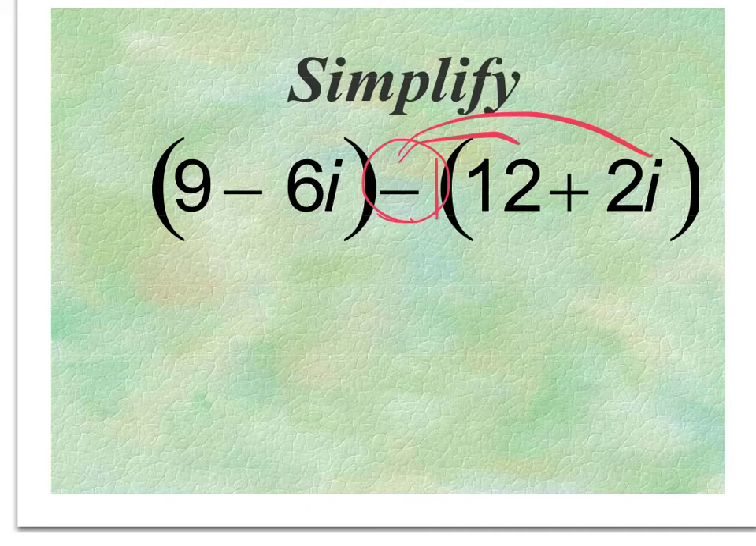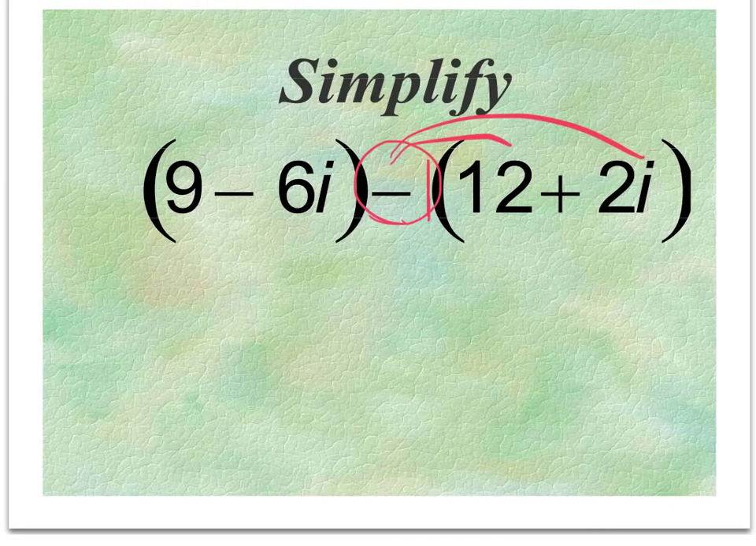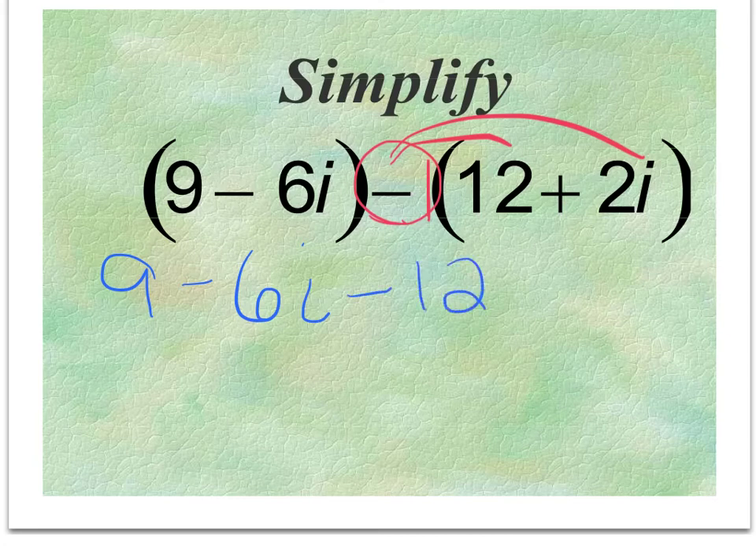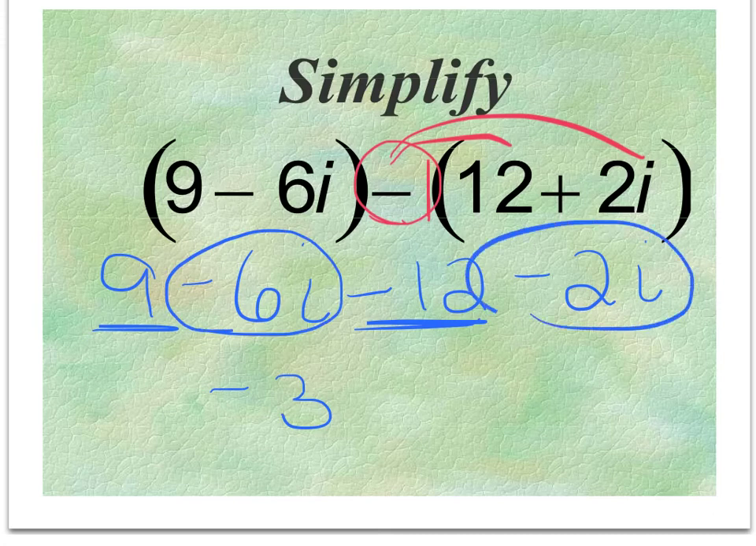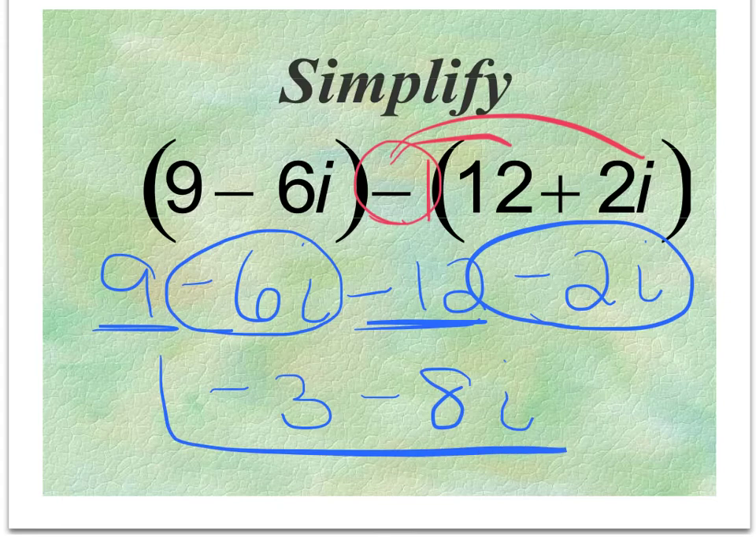Okay, so hopefully you'll get the same answer that I do. You should have 9 minus 6i. Distributing the negative gives you minus 12 minus 2i. I'll put the 9 minus 12 together to get my negative 3. And then my negative 6i and the negative 2i will make negative 8i. And that is your final answer.